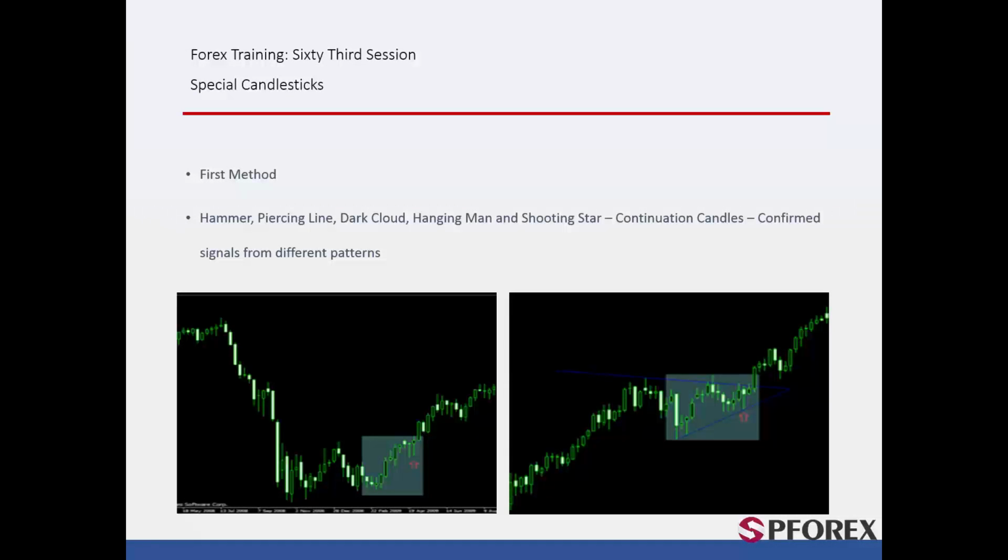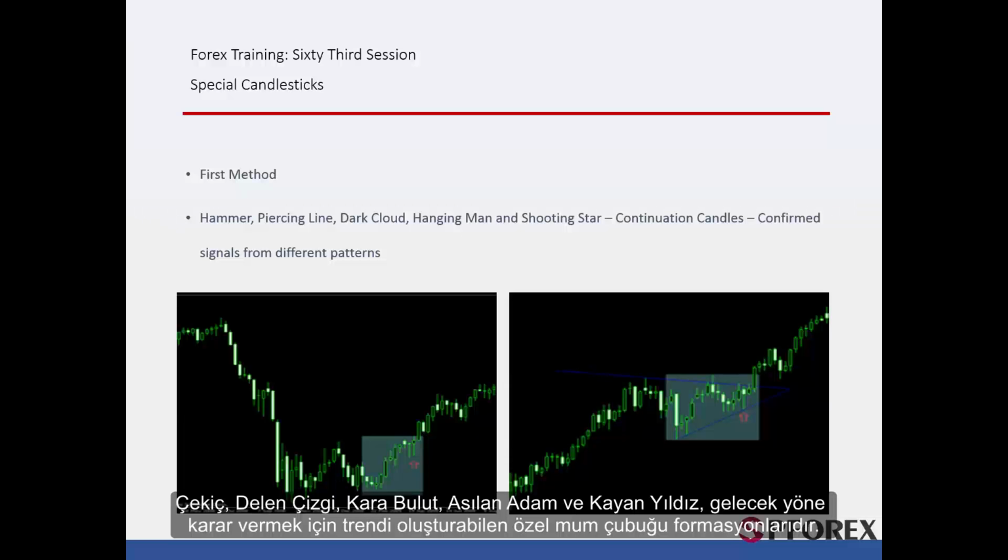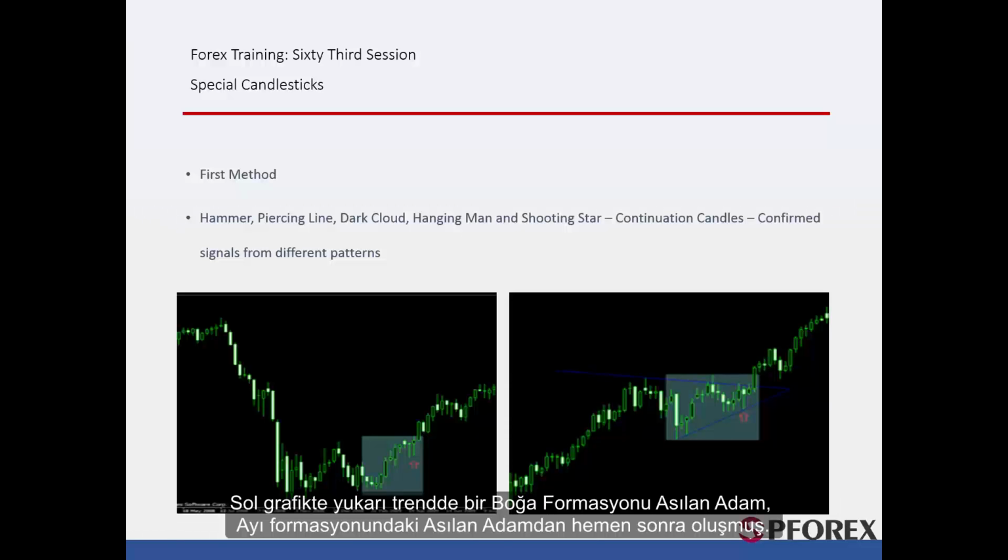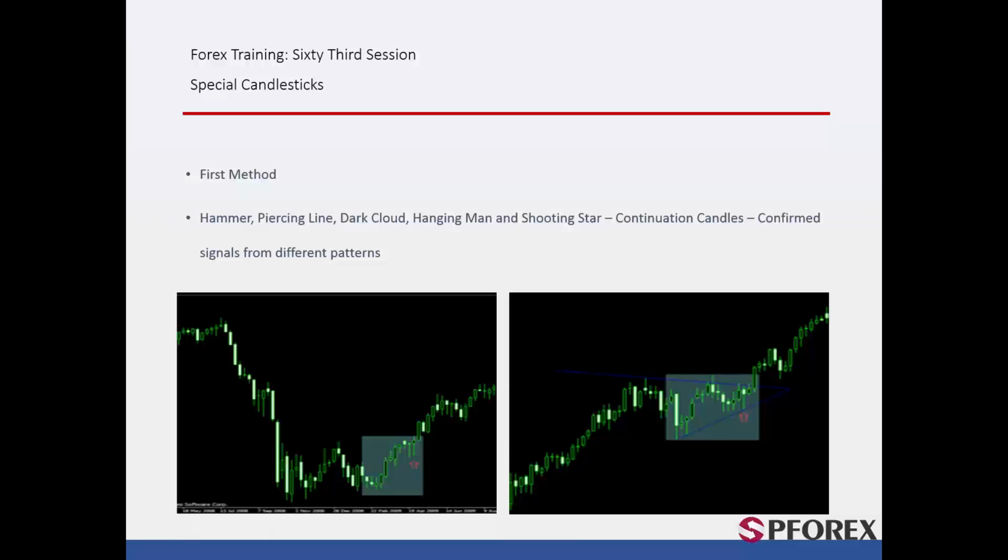First method. Hammer, piercing line, dark cloud, hanging man, and shooting star are all special candlestick patterns that can form in a trend to determine the future direction. On the left graph, a bullish hanging man has formed on an upward trend, just after a bearish hanging man.